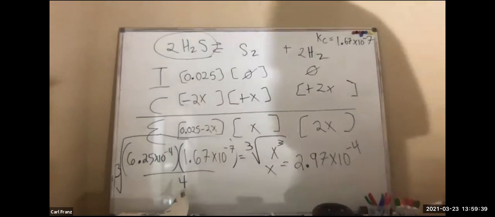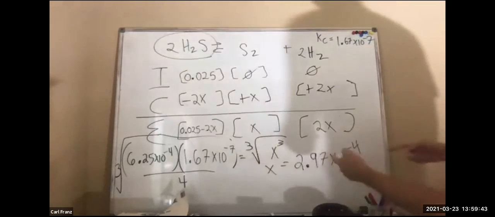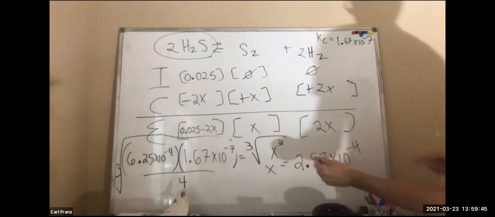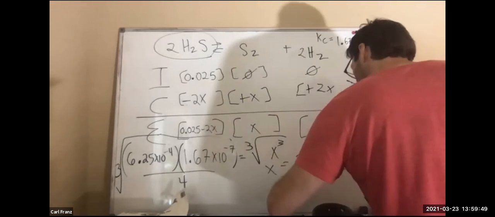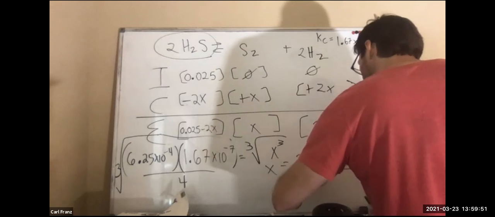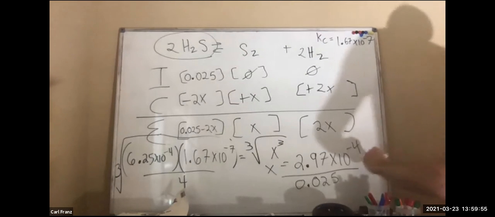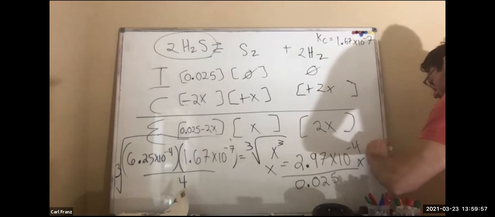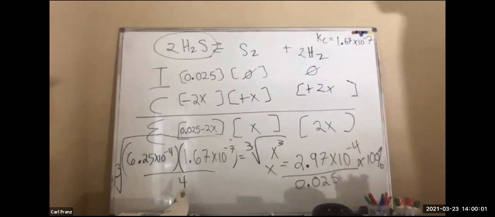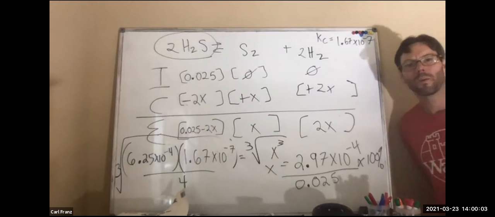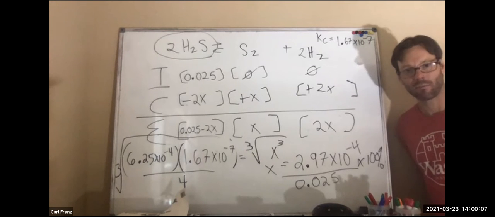So the next step is that we want to make sure that that was a valid assumption. So we take this and we divide it by what we were going to subtract it from. So 0.025. And then multiply it by 100%. What do you guys get? Hopefully less than 5%.